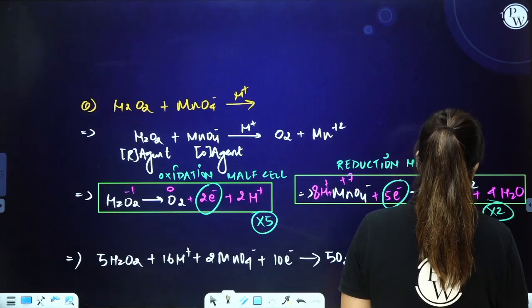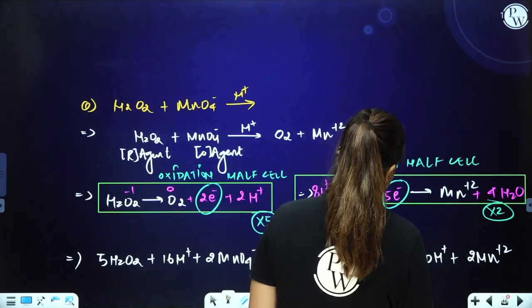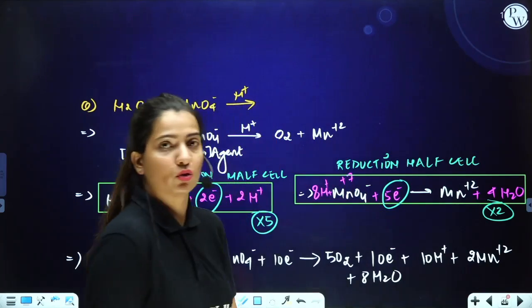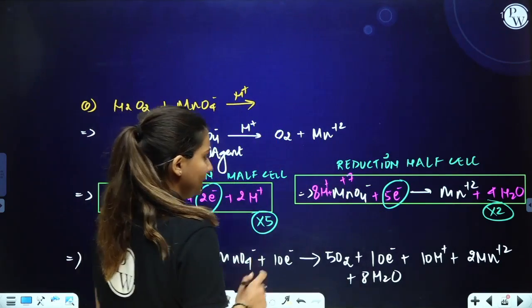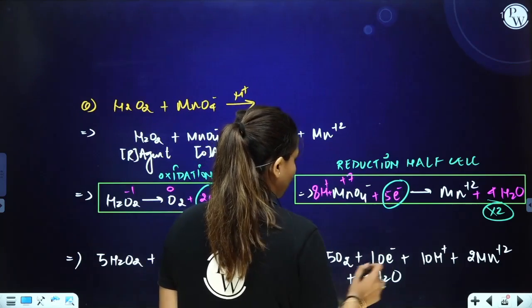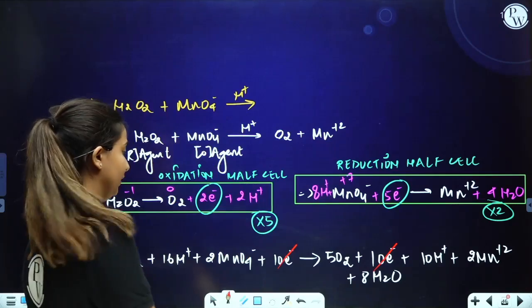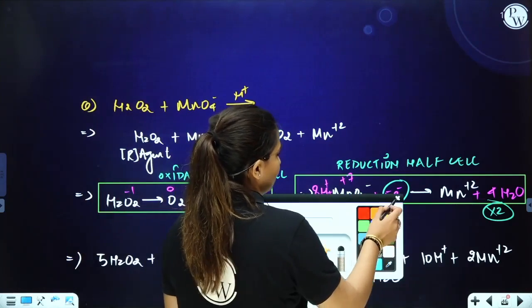2Mn2+ and plus 2 × 4 is 8H2O. You have to keep this in your mind that if you are not able to cancel your electrons, your reaction is not balanced. So we are able to cancel our electrons, so our reaction is balanced.